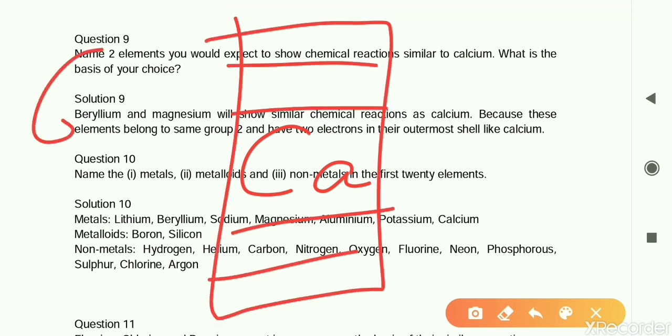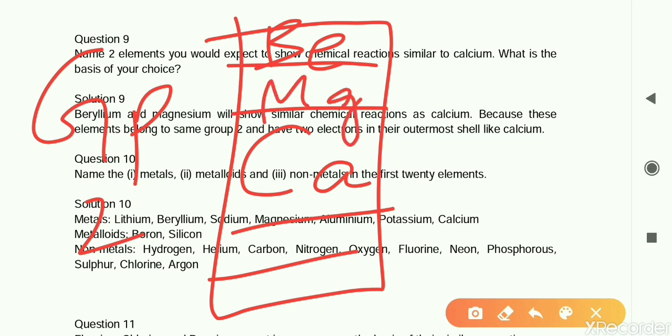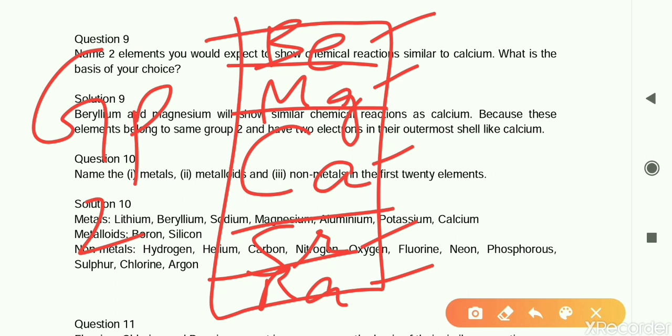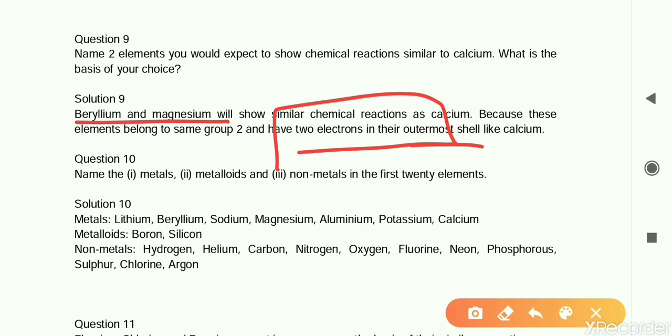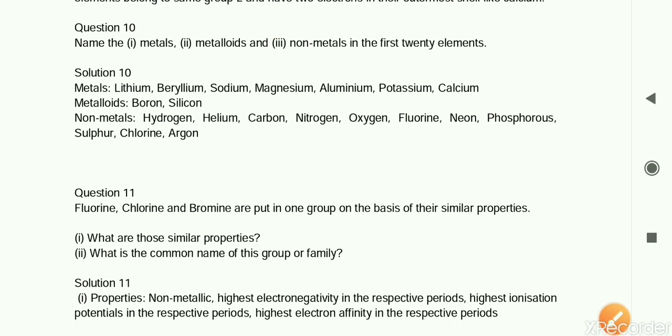So this is from the group number 2. Group number 2, any 2 elements name you can write. In my answer I have mentioned beryllium and magnesium. They are belonging to this particular group itself. So here beryllium, magnesium, calcium, then strontium and so on, barium and so on. Any of these 2 you can write. So the answer is there, beryllium and magnesium show similar properties. Why they show? Because they are having the 2 electrons in the outermost shell similar to calcium only.